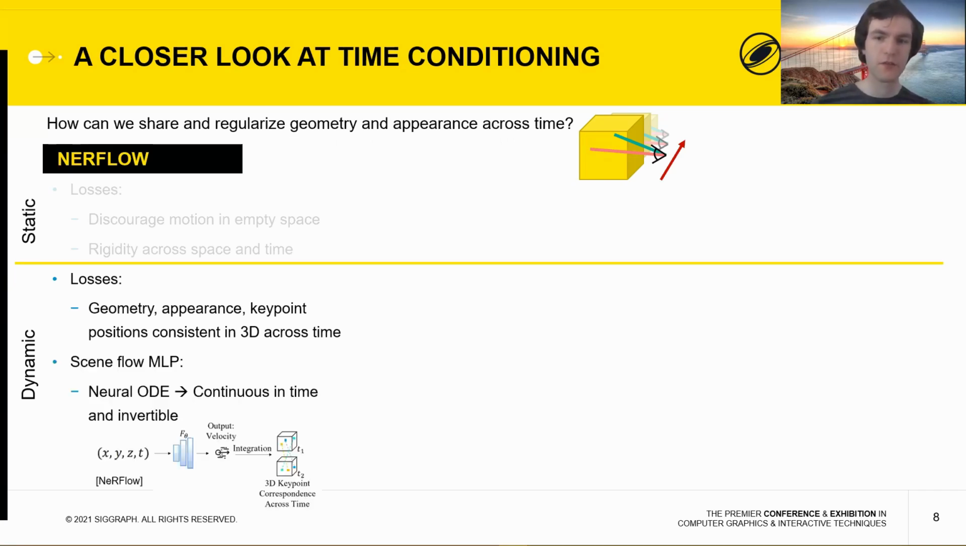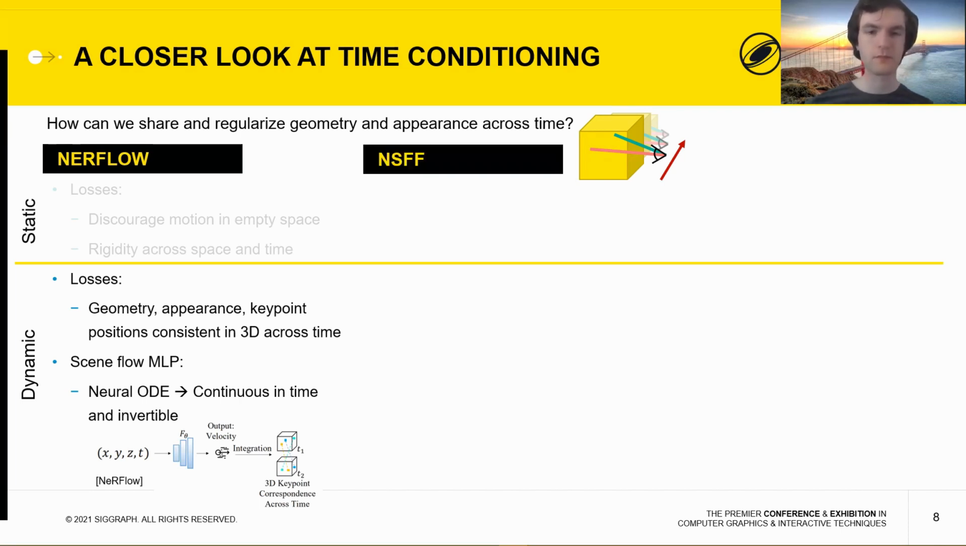It parameterizes the scene flow on which these losses are based by an MLP. This MLP outputs flow velocities, which a neural ODE then integrates in order to get the actual offset in between discrete time steps. But because of the neural ODE, the scene flow is continuous in time and invertible. I also want to point out that the scene flow is not used at test time. It is only used for regularization at training time.